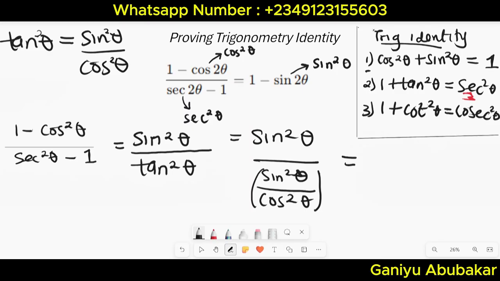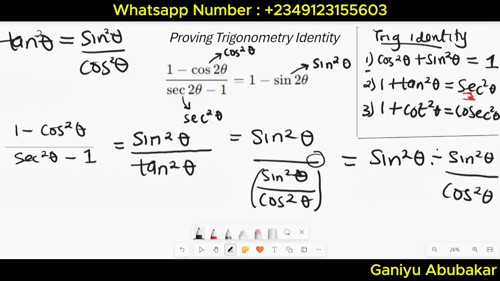This is now equal to sine squared theta over cos squared theta, where this one means divided by. I will try to apply the law of reciprocal. If I want to change division to times, what happens in that case? I want to change this division sign to multiplication.